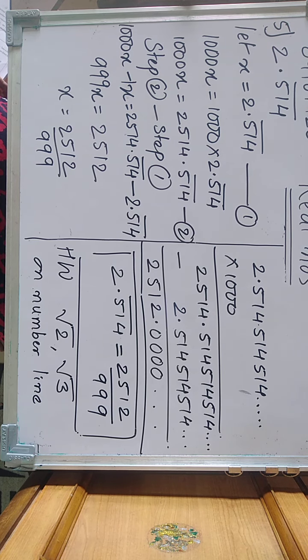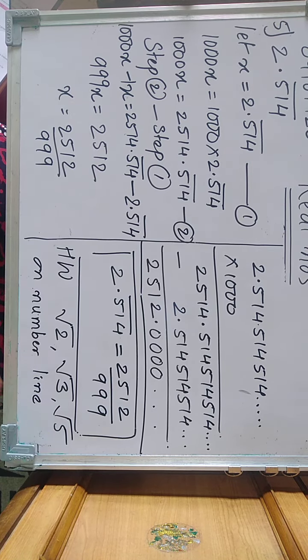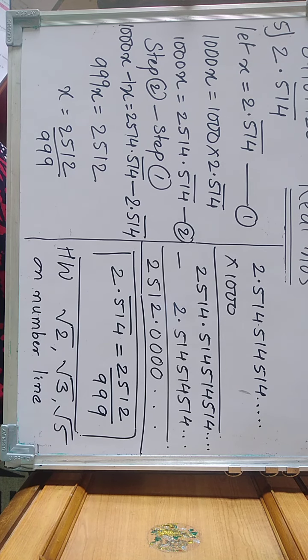Okay, now in 8th standard we have also learned drawing root 2, root 3, root 5 on the number line. So for your homework, you can add root 5 also over here. I want you all to draw root 2, root 3 and root 5 on the number line after this exercise. So this will be your homework for the week.